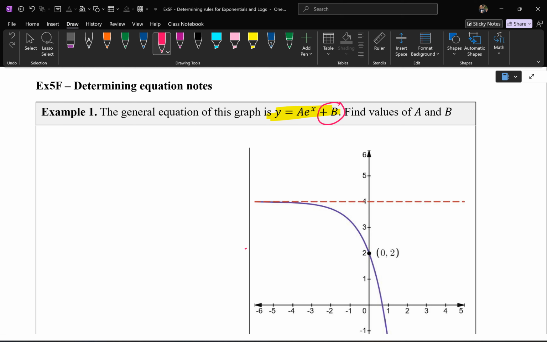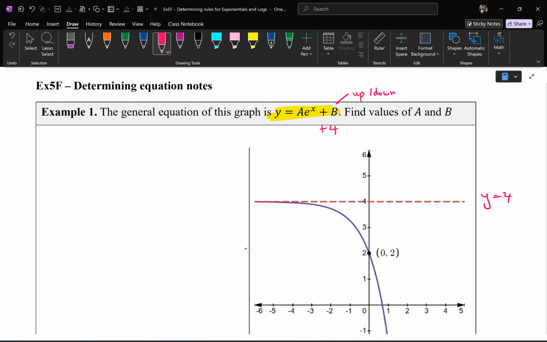Not 1. Anyone else who knows? 4. Why 4? Because we've got the horizontal asymptote at y equals 4. Thanks, team. So we knew this had to go up or down. Clearly from the graph it's gone up by 4. Okay, the graph has gone up by 4, it's an exponential.